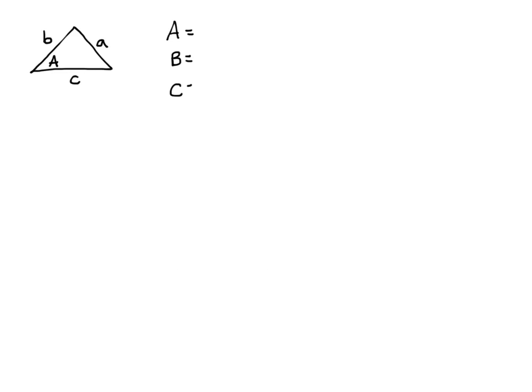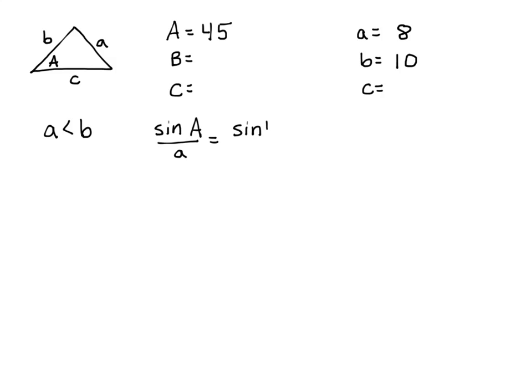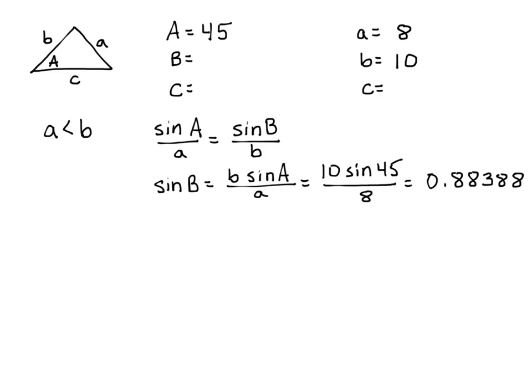Okay, so let's look at the double case now. So here's a case where we have A is smaller than B, and so I'm going to see what angle B should be. And I'm going to use the law of sines for this. So the sine of B equals B times sine of A over A, and I get 0.88388. Okay, very good. I got a solution to this thing, or at least a measure of what B could be. It can be one of two values.